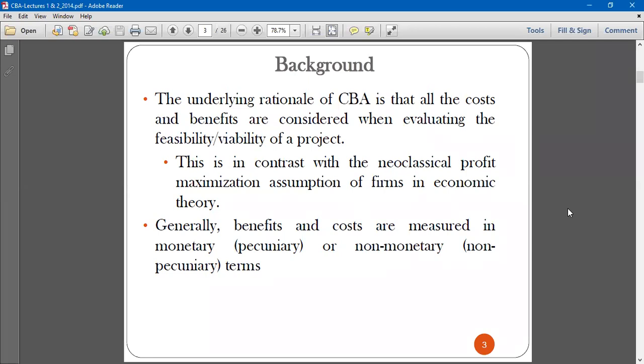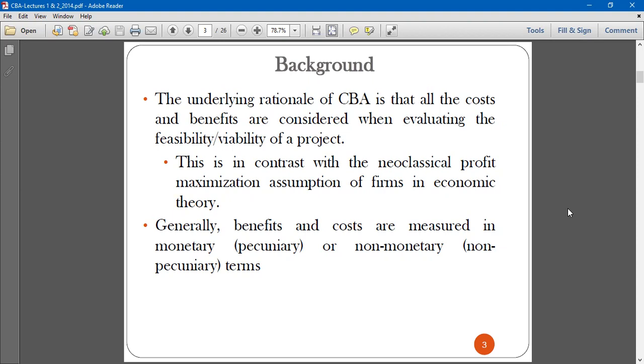Okay, these benefits and costs are measured in monetary terms and non-monetary terms. For the ones that can be measured, those are the ones that we can quantify. Okay, for example, you want to construct roads, the materials that you buy, all those things are the cost, because we can put values on them. But there are some costs and benefits that we cannot actually measure.